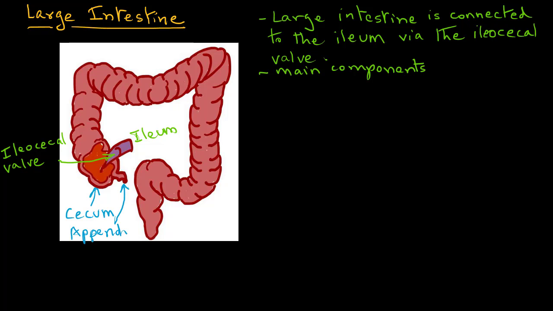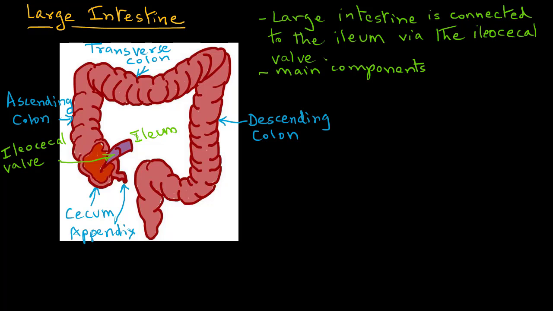Next, we have the appendix, which is a small finger-like structure at the end of the cecum. Next, we have the ascending colon. That's a straight portion, and a horizontal part called the transverse colon. And next, the descending colon, again a straight part that descends. And then it turns around in an S shape, and that's called the sigmoid colon. And that then opens into the rectum and then to the anal canal.